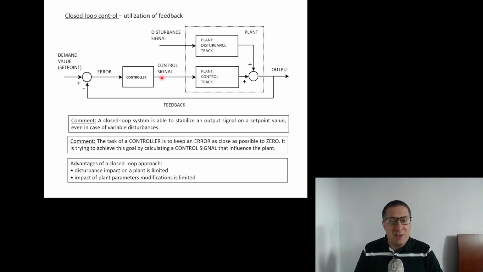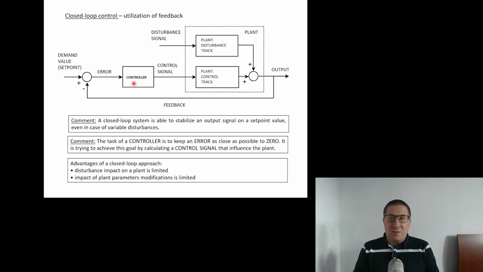Depending on how aggressive the controller is, it can open the valve immediately to 100%, or it can be more gentle. It can start opening the valve gently. So it depends on how we will define it. The closed loop system is able to stabilize an output signal on a set point value, even in case of disturbances.